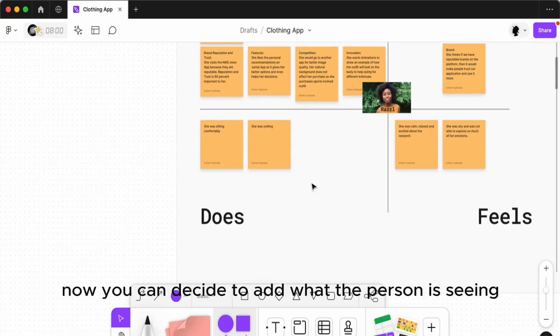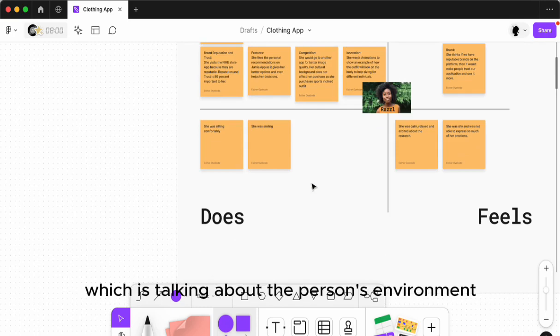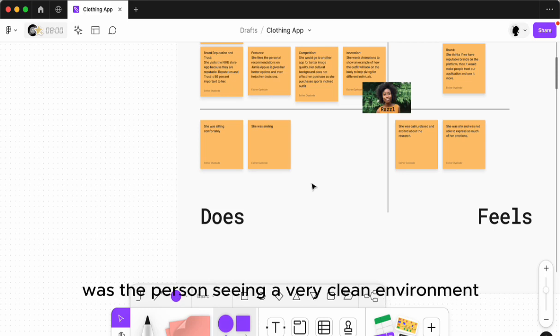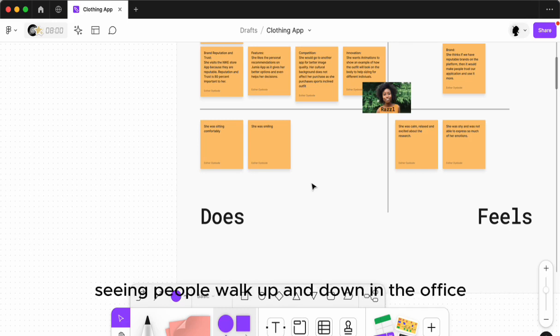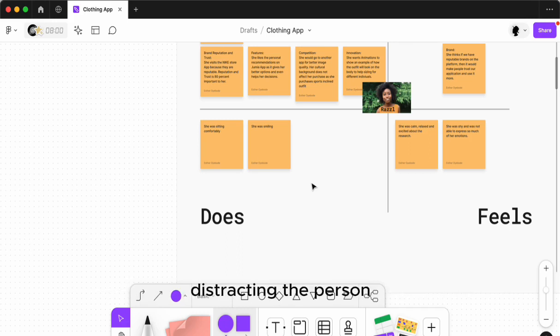Now you can decide to add what the person is seeing, which is talking about the person's environment. What was the person seeing when you were talking to the person? Was the person seeing a very clean environment, or was the environment so jam-packed that the person was not able to concentrate on you? Was the person seeing different bosses moving up and down? Was the person seeing people walking up and down in the office, and probably that was what was distracting the person? What was the person seeing? Then you can also add what the person was hearing, because what the person hears might also affect the interview.